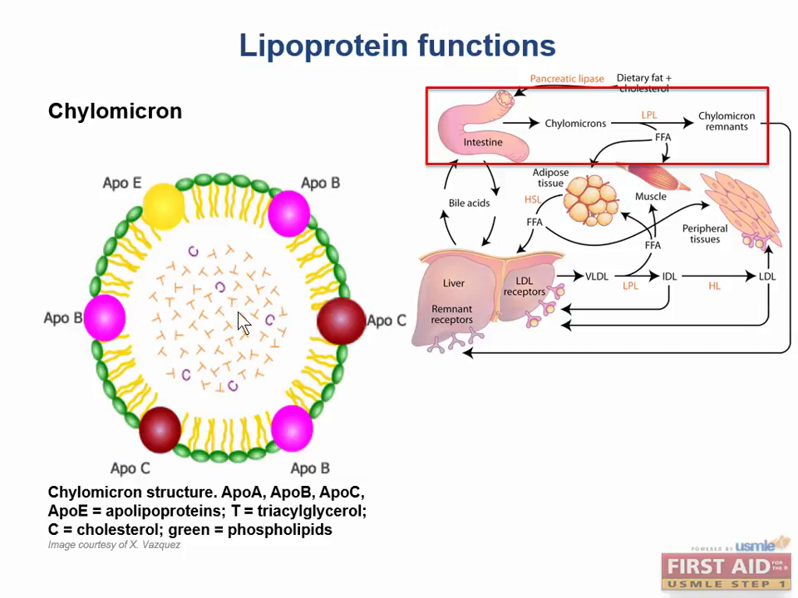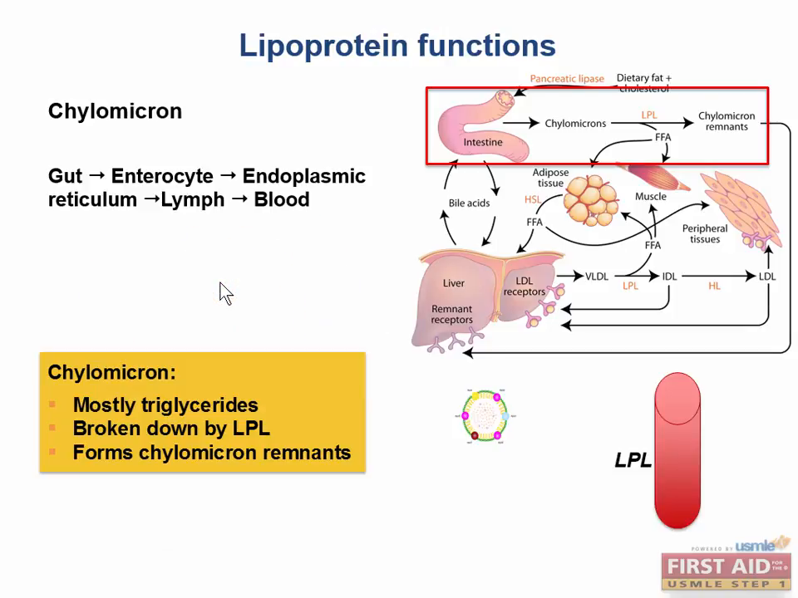So let's go ahead and look back at the structure here. A lot of triglycerides, very small amount of cholesterol, which is the C. So the chylomicrons are going to meet lipoprotein lipase in the bloodstream, which is going to release the triglycerides. So we see that down here. The triglycerides can then get fed into muscle tissues or adipocytes. Once they've delivered most of the triglycerides to other tissues, what remains is now termed a chylomicron remnant, which transports its remaining cholesterol back to the liver.